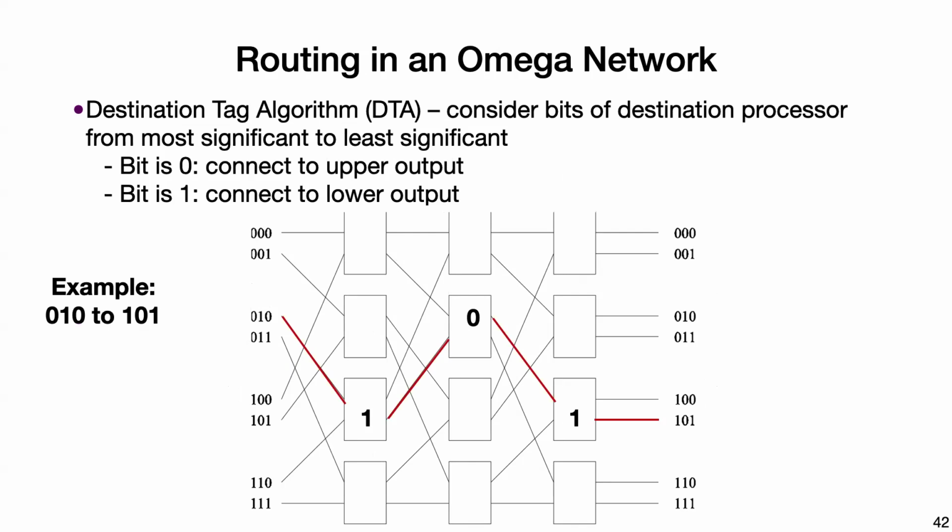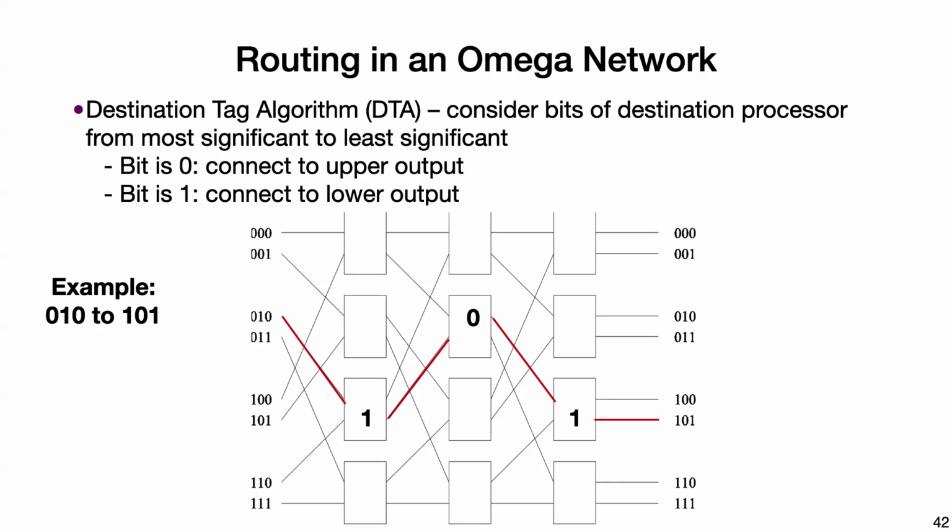And so when you want to route through this thing, actually the algorithm is extremely simple. It's called the destination tag algorithm. The way it works is that you start from some processor. For now, we can focus on the case of routing just one single source and one single destination. And here, suppose that we want to route 010 to 101.